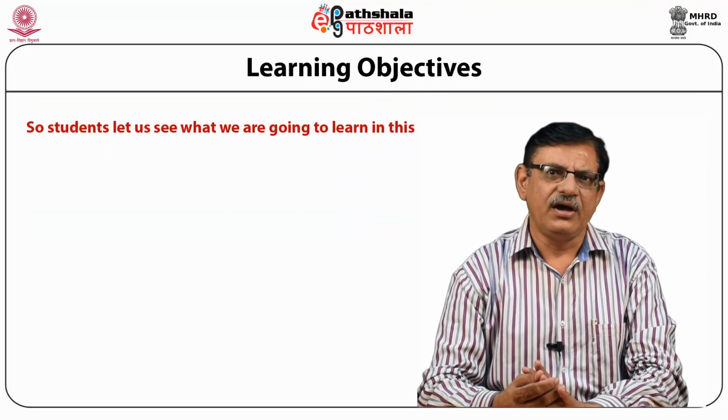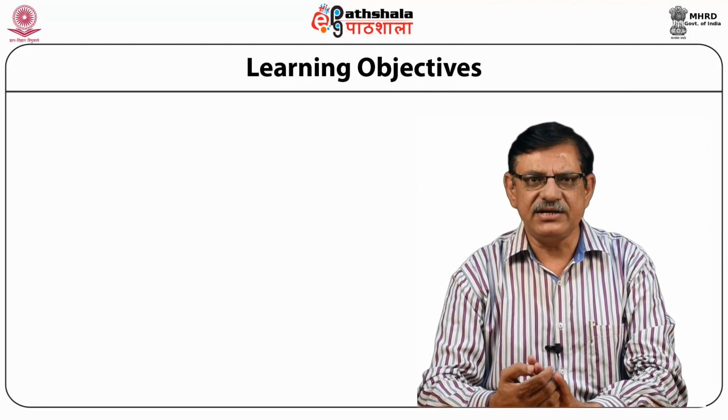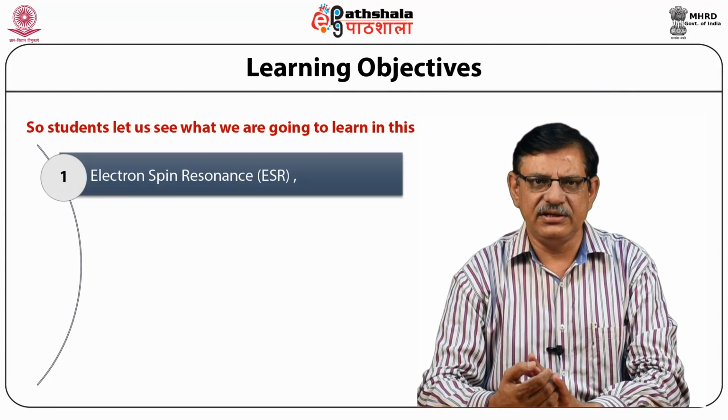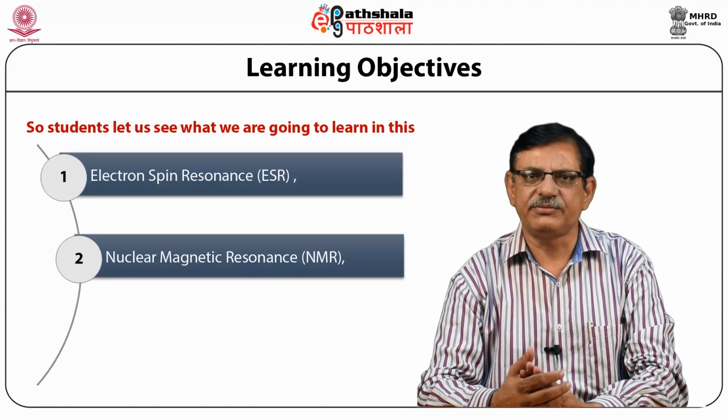Today we will be discussing electron spin resonance and nuclear magnetic resonance spectroscopy under the paper Atomic, Molecular and Laser Spectroscopy. After going through this, we will be able to understand the ESR and NMR spectroscopy of some of the molecules.